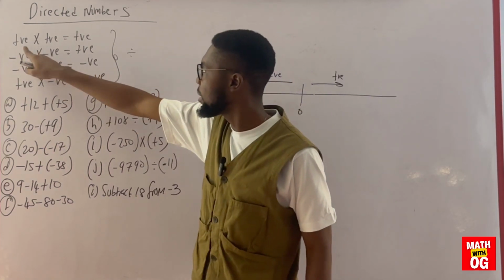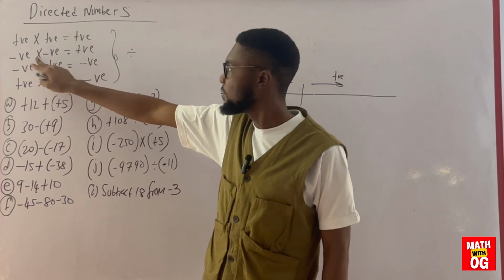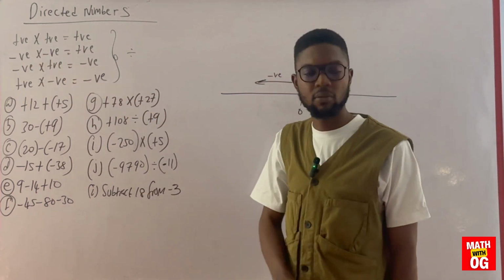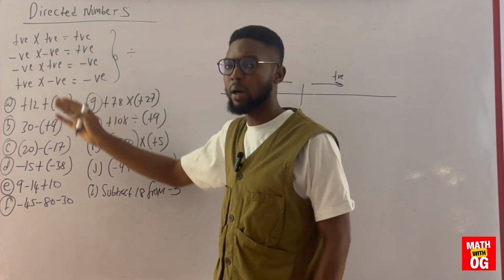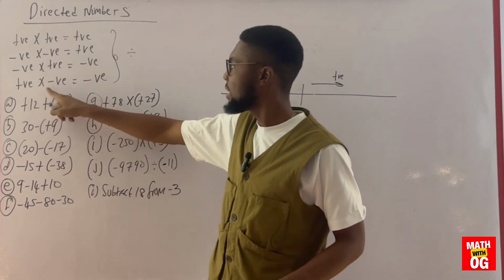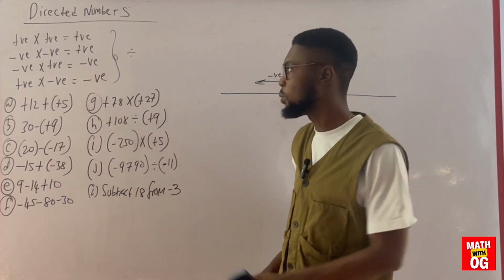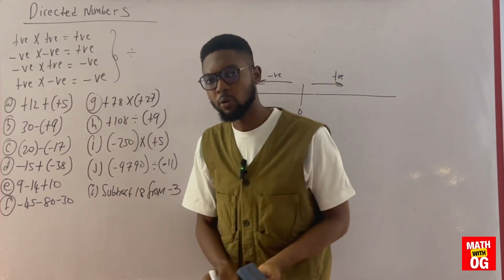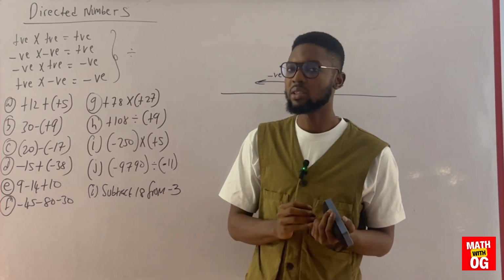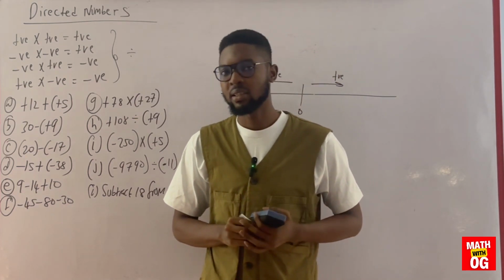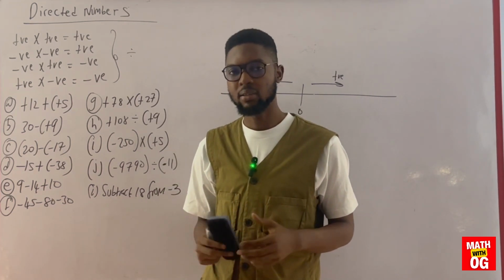That means a positive number divided by a positive number will give you a positive number. A negative number divided by a negative number will give you a positive number. Similarly, a negative number divided by a positive number, or a positive number divided by a negative number, will also give you what? Negative numbers. So what holds for multiplication holds for division. Then another thing you should note is that all numbers exist as either a positive number or a negative number.